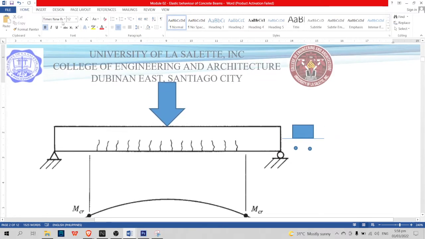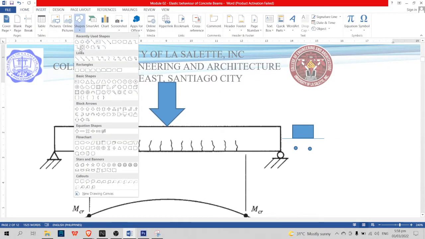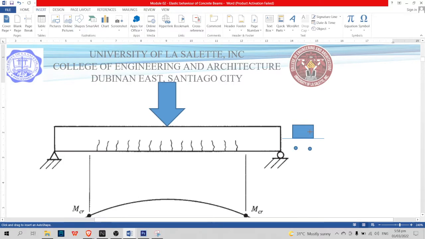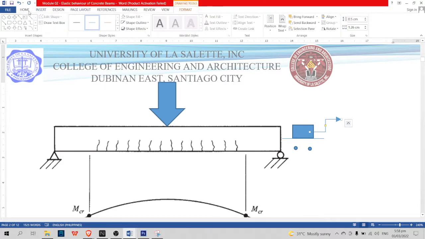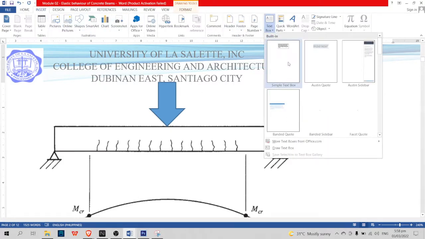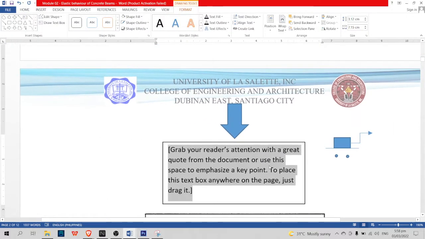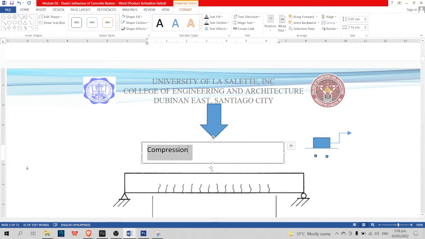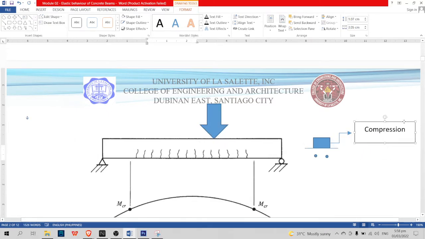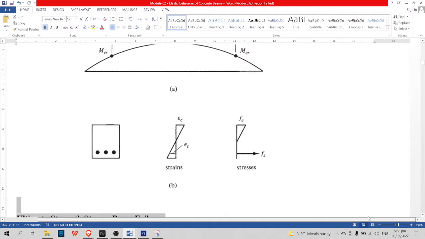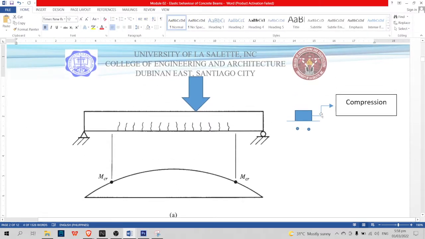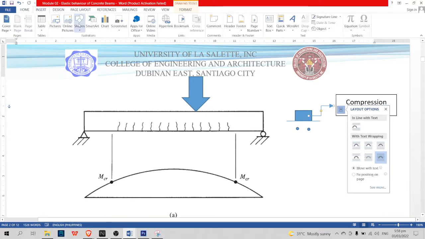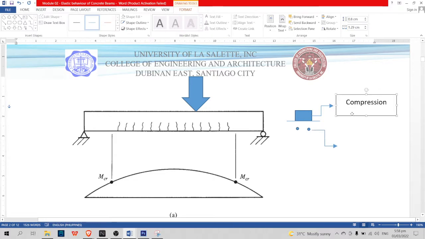Okay? So, ulitin ko, itong portion na ito will handle the compression. And then ito pala, pero hindi. Yan. Then yung mga bakal sa baba will now handle the tension.